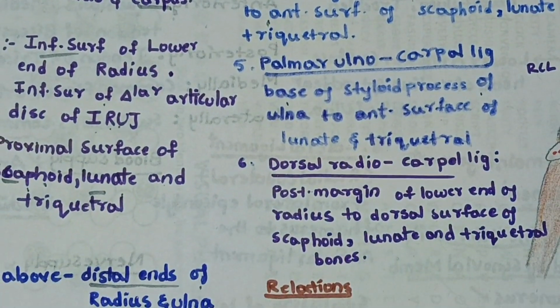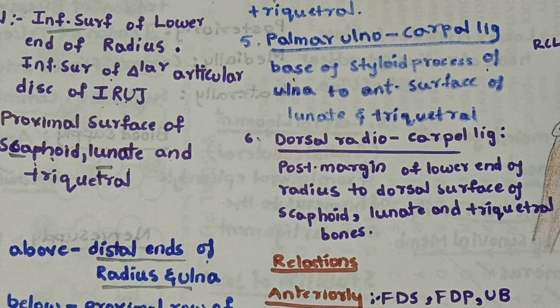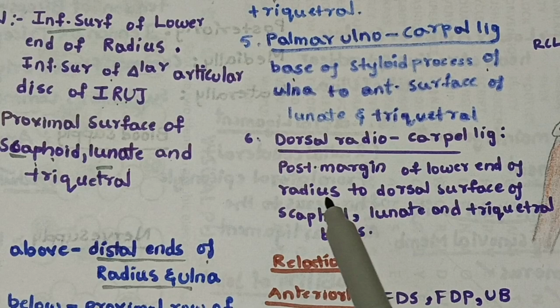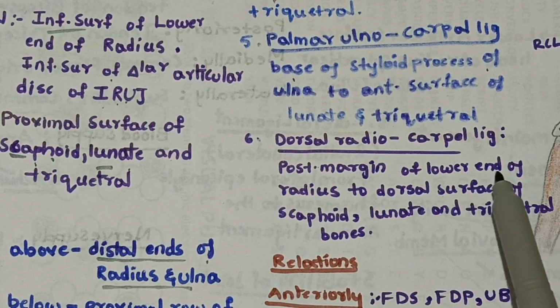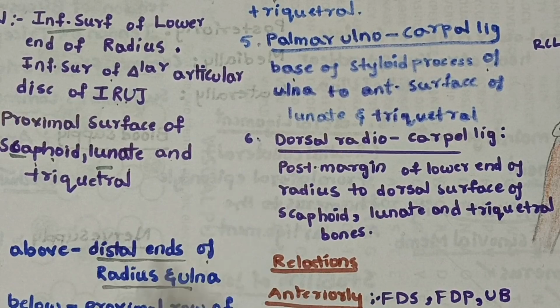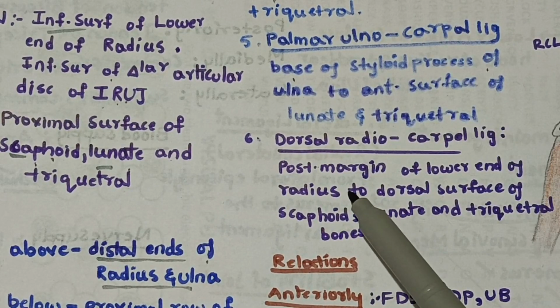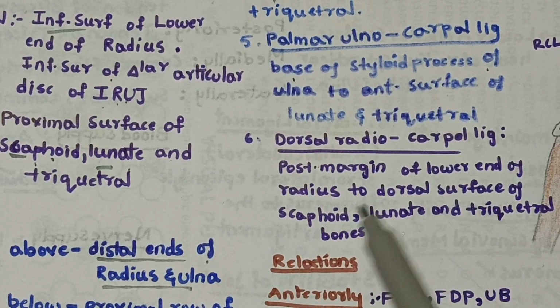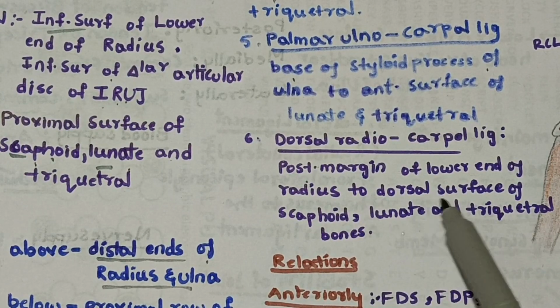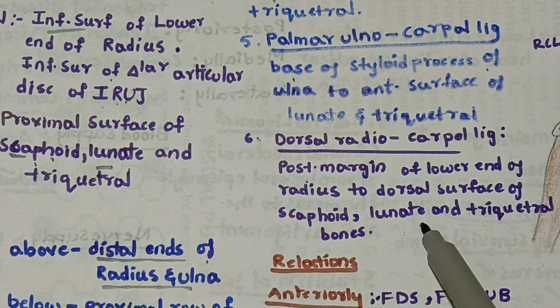Yes, the sixth ligament is what? The dorso-radiocarpal ligament. It is extending from the posterior margin of the lower end of the radius. In the palmar ligament, it is extending from the anterior margin, right? Here, dorsal means backside, posterior. So it is extending from the posterior margin of the lower end of the radius to the dorsal surface of the scaphoid, lunate and triquetral bones. Just the words anterior and posterior are changing, the remaining is the same.